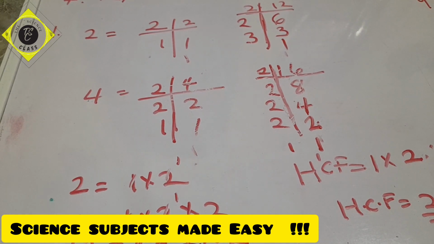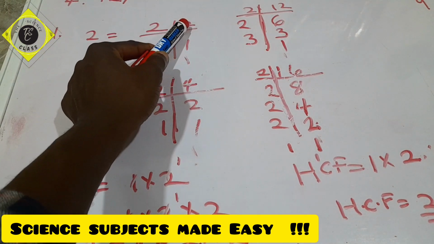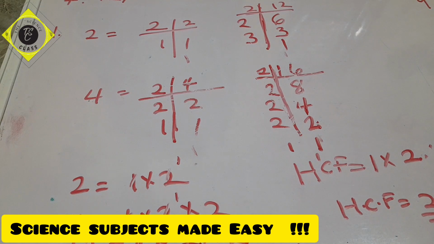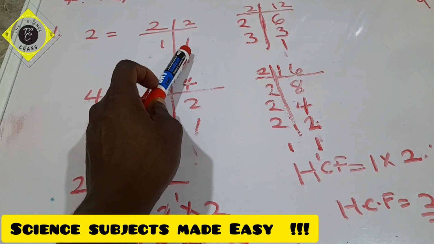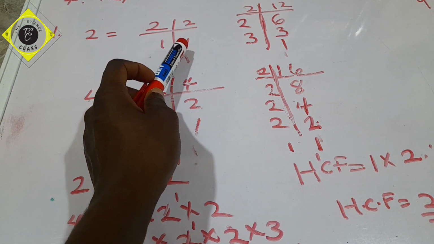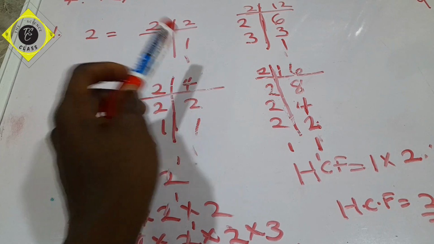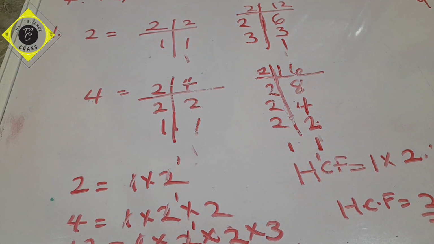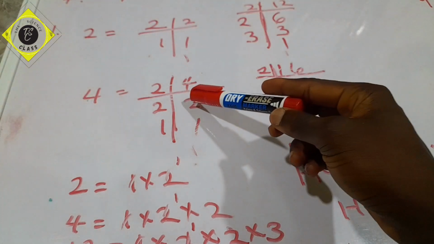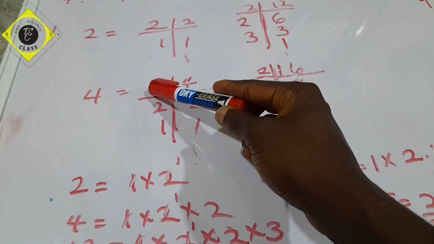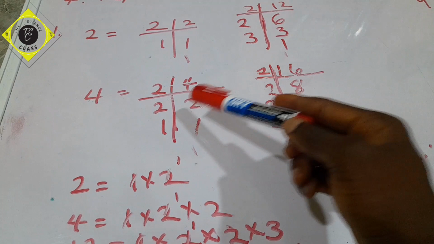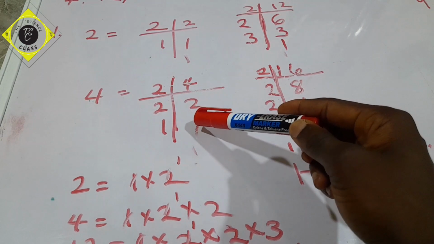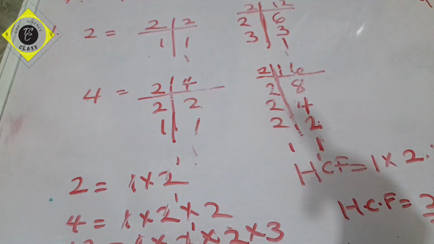The first number in this example is 2. Using the first prime factor, 2, this 2 divided by this 2 gives us 1. Then 1 divided by 1 gives us 1. The next number is 4. 4 divided by 2 gives us 2. This 2 divided by the next prime factor, 2, gives us 1. Then 1 divided by 1 gives us 1. We are done with that.